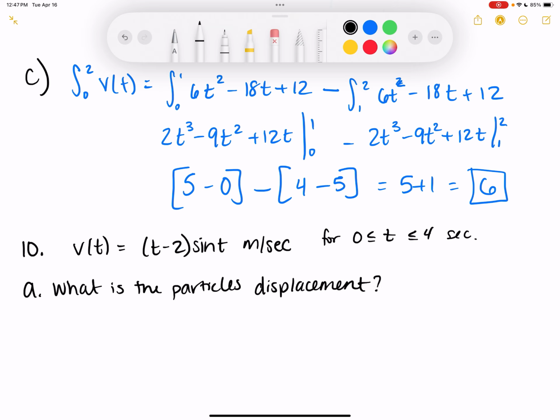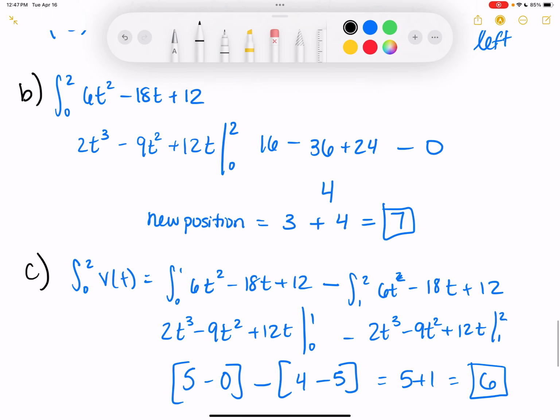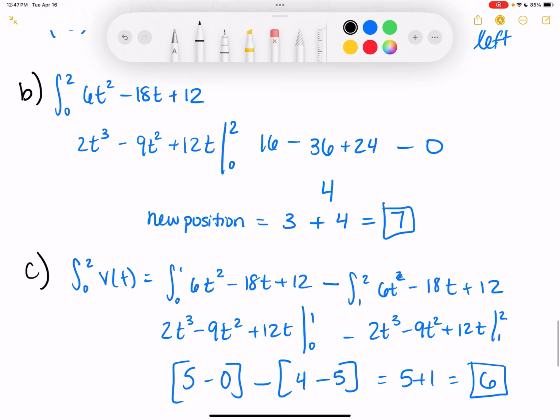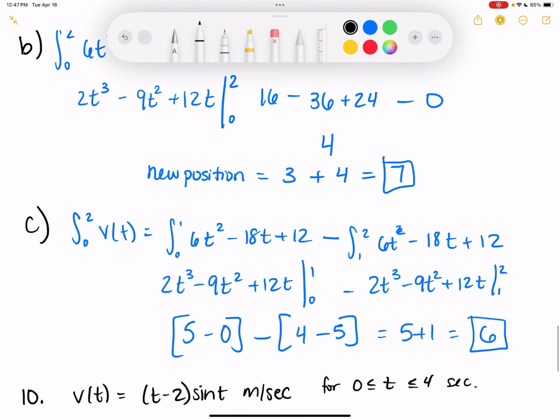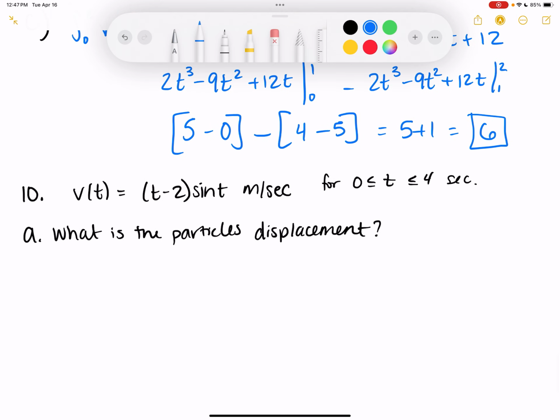So ordinarily, to figure this out, this would be like the equivalent of part B up here minus having an initial position at 3. So we have to integrate the function that we're given. So this would be the integral from 0 to 4 of t minus 2 times the sine of t dt. But the problem is, do you know how to integrate that? Use substitution.